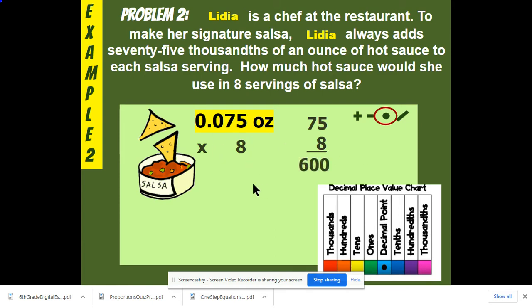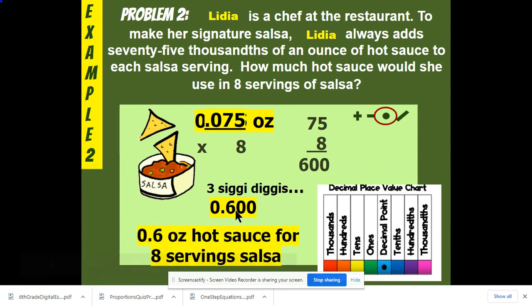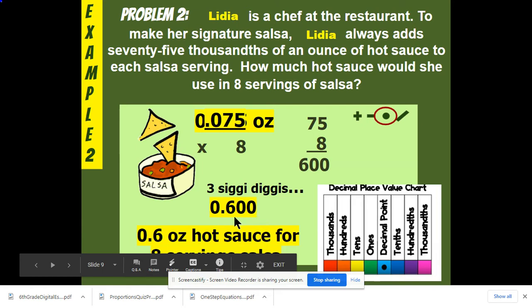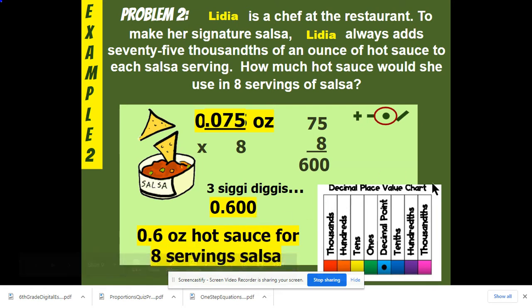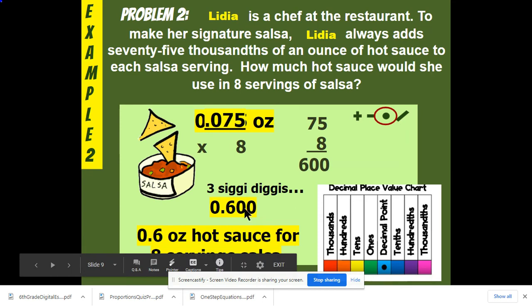Okay, that's a little bit easier to look at. That's 600. Now I go back and I count how many digits are behind the decimal point. There are 3 in the problem. There are 3. So then I move 1, 2, 3 to the left, and I end up with 0.6 or 6/10 ounce of hot sauce. I could include these zeros. They are not significant anymore because no significant digit follows them. So you could say 600 thousandths if that makes more sense, or shorten it to 6/10.